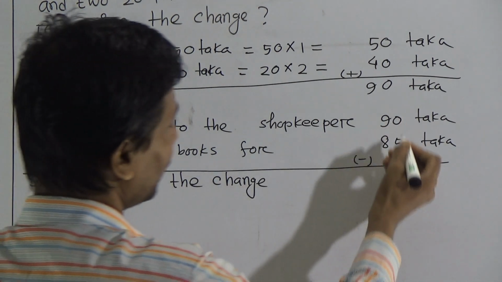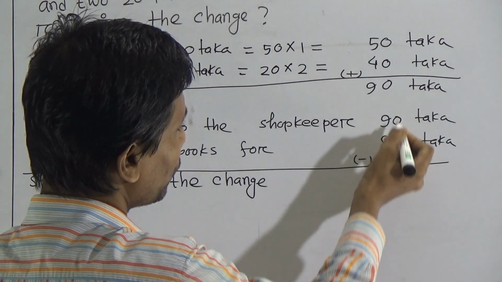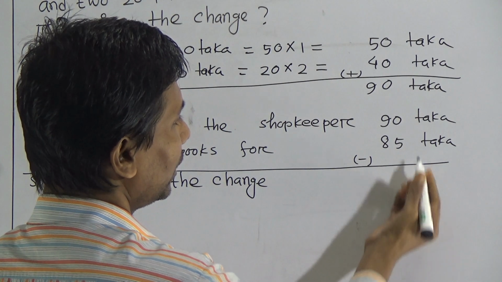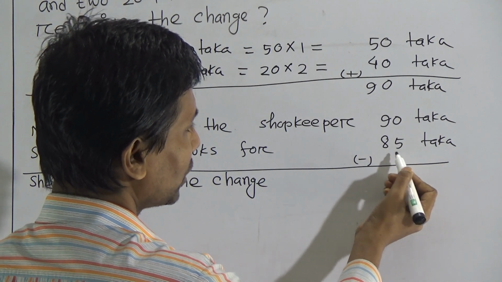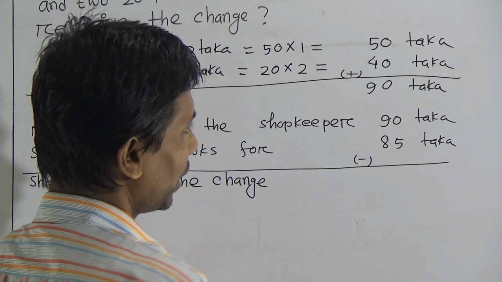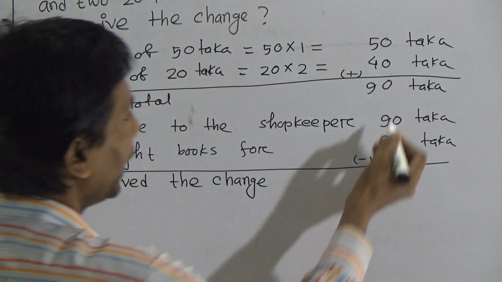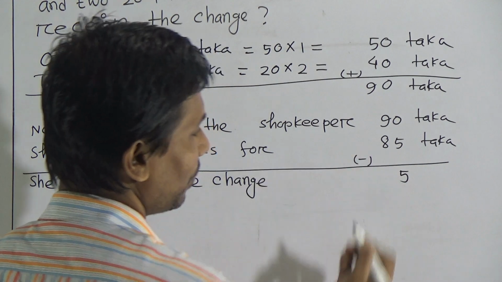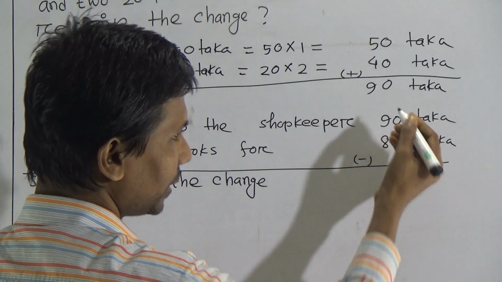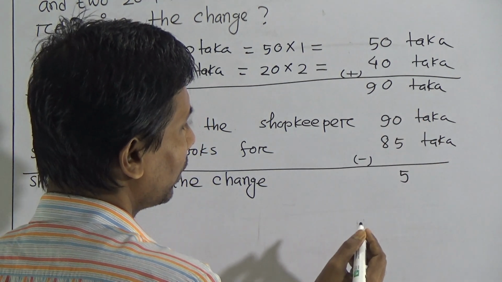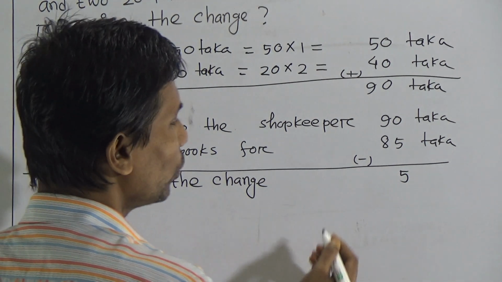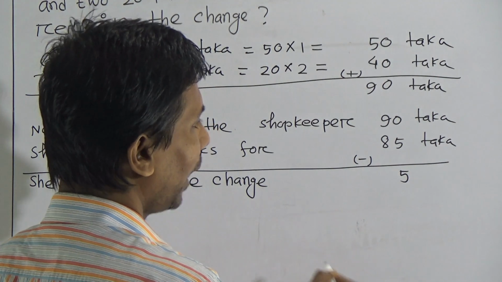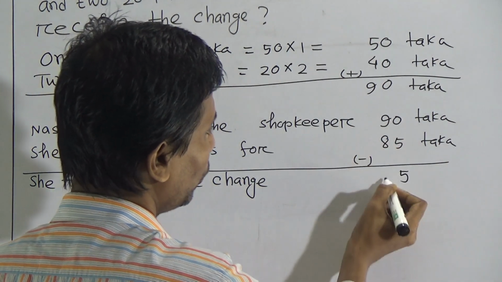Okay, now subtract. We cannot subtract 5 from 0, so you consider 0 as a 10. 10 minus 5 equal to what? 5. Right here 5. As you consider 0 as 10, so you have 1 in your hand. So you add that 1 to 8. That means 8 plus 1 equal to what? 9. 9 minus 9 equal to 0.